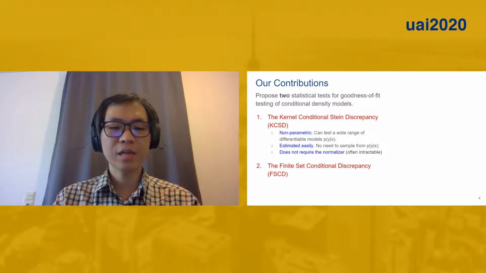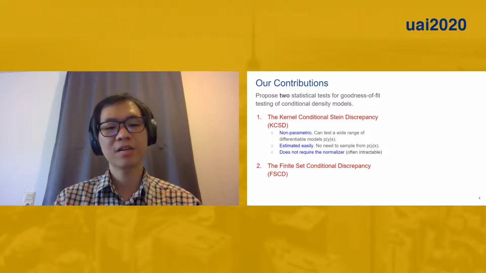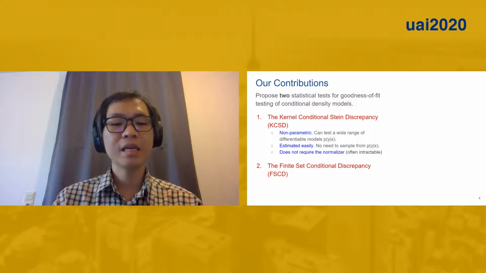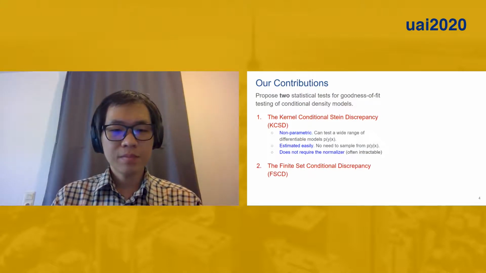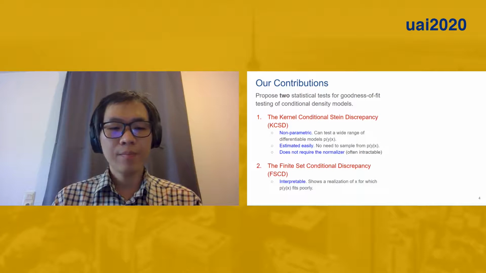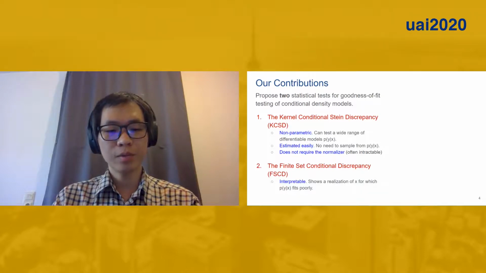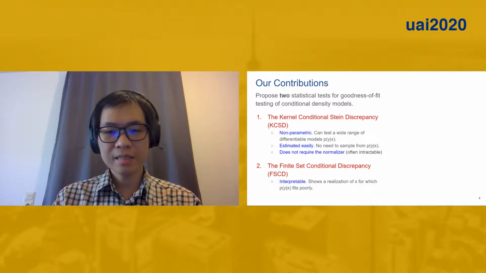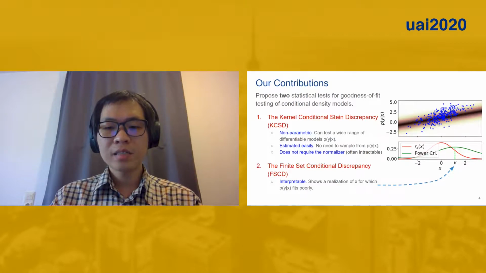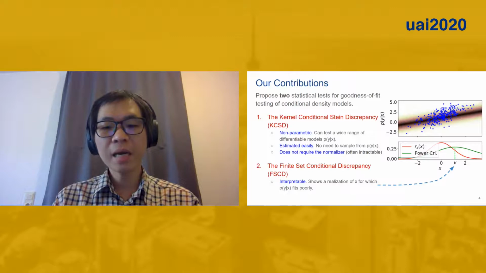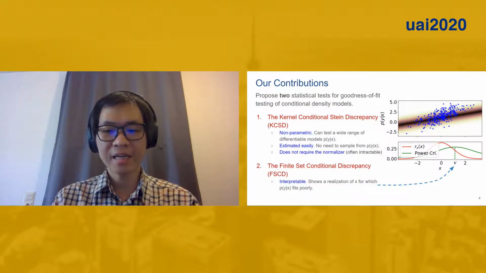And the second test that we propose is called the finite set conditional discrepancy, FSCD. It is actually an extension of the first test, where it also returns an interpretable result. So what I mean by this is, let's say this is our problem. So the second test can return a point V in the domain of X that indicates where the data and the model differ. So for example, in this case, that would be here, because this is where the data and the model differ a lot.